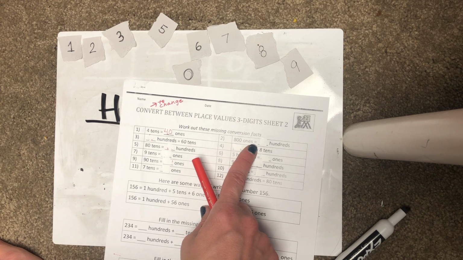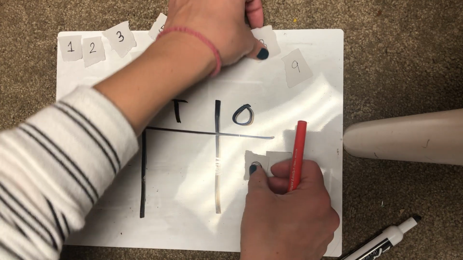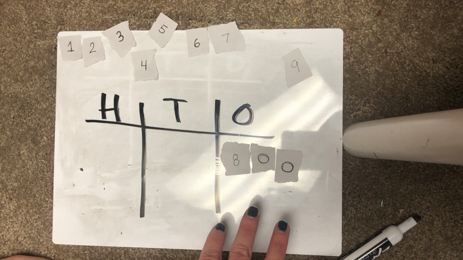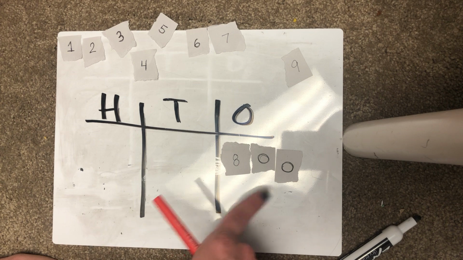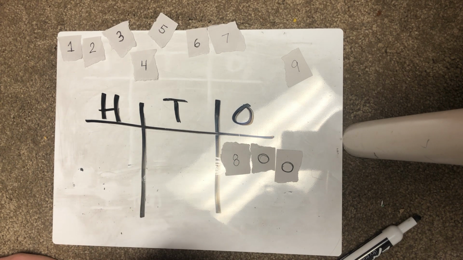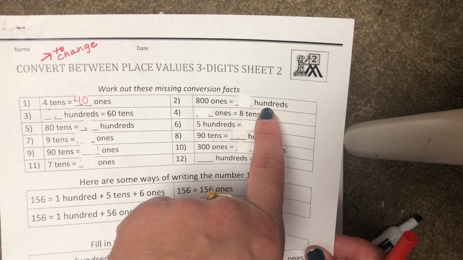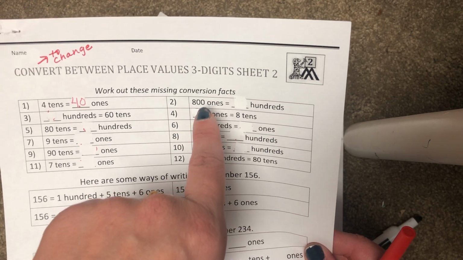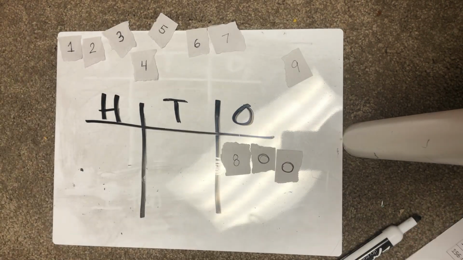Number 2, 800 ones equals how many hundreds? There's 800 ones, and I know right now it might look a little funky, but we're just doing this to be able to figure it out, okay? We know that normally we wouldn't necessarily keep that number like that. We're moving from a smaller place value to a larger place value, which means that this number that we're going to put in front of the hundreds is going to be smaller than 800, but it must include an 8, okay? And here's what we do.